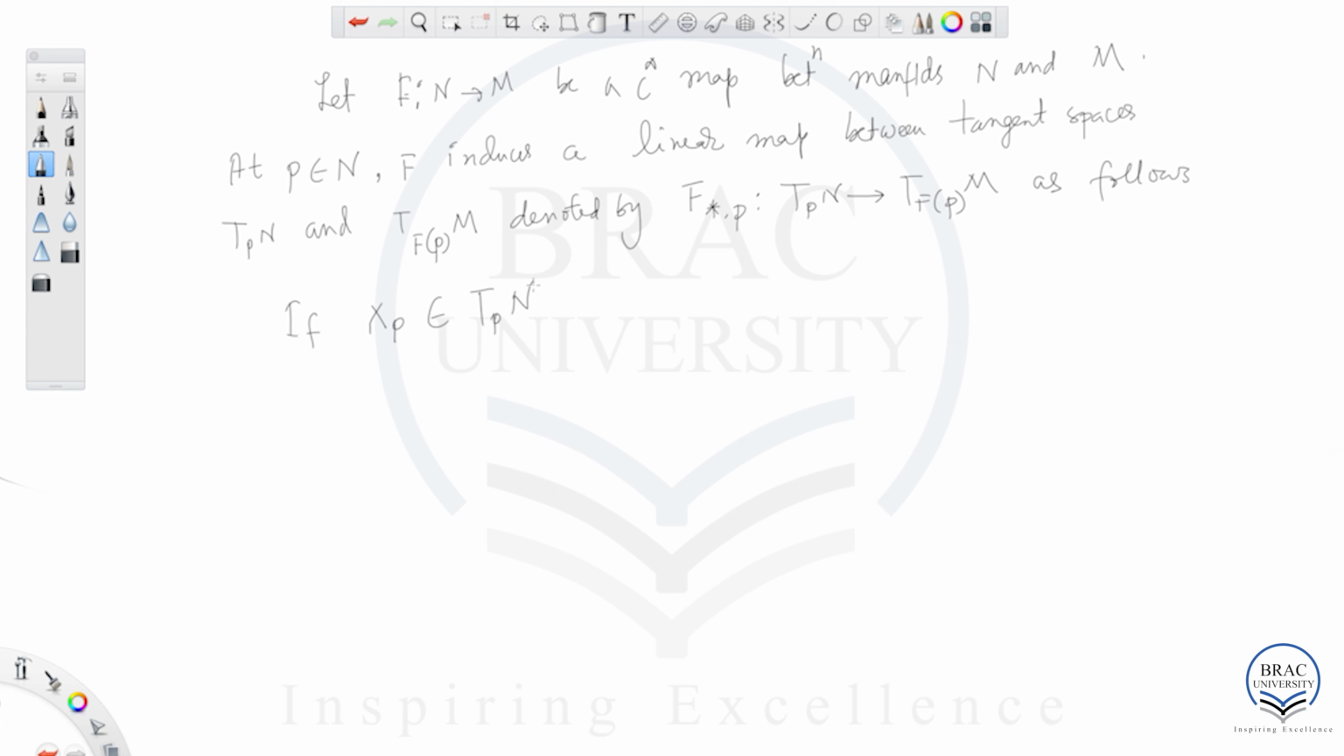Now, if I have a tangent vector X_p from T_pN, then F_{*,p} acting on X_p is supposed to be a tangent vector here, right? So this is a tangent vector here, and it is going to act on a germ of smooth functions, where in C^∞_{F(p)}(M), right?